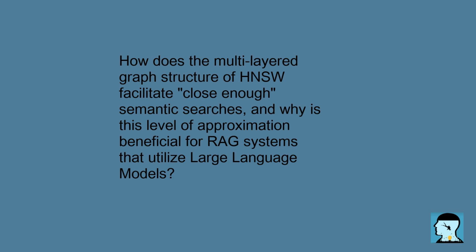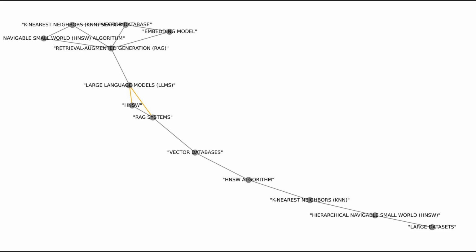How does the multi-layered graph structure of HNSW facilitate close enough semantic searches? And why is this level of approximation so beneficial for RAG systems that utilize large language models? The multi-layered graph structure of HNSW helps facilitate close enough semantic searches by organizing documents in a way that makes it easier to find relevant information pretty quickly.